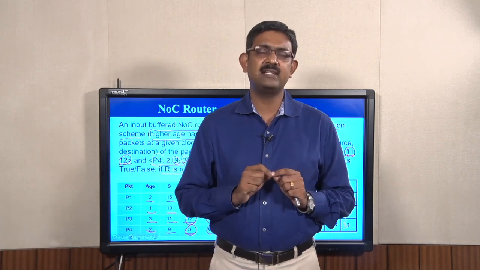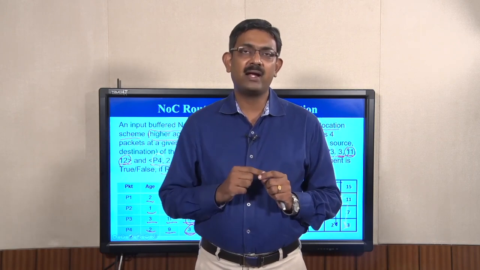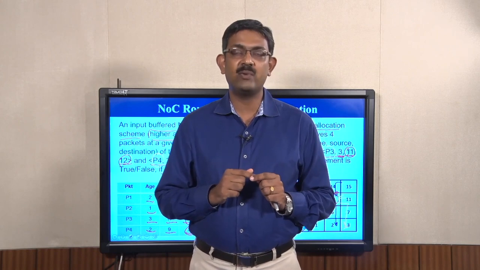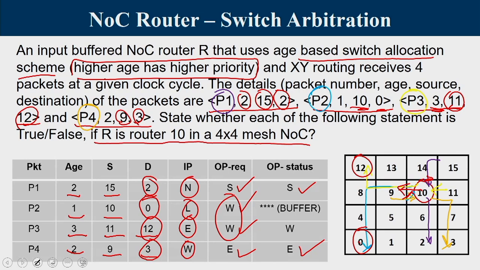In this case, arbitration is done with the help of age-based priority. So that packet which has the higher age is given preference. Now we have a case where 2 packets are competing for the west output port. One is packet P2, the other is packet P3. If you carefully look, packet P2 has an age of 1 and packet P3 has an age of 3. So P3 is given the west port and P2 is asked to buffer. So this is the status that we have.